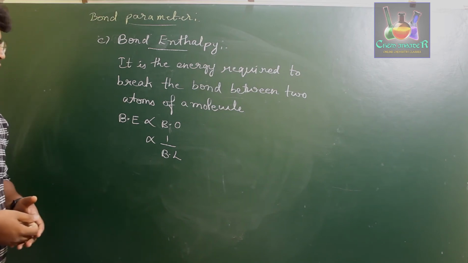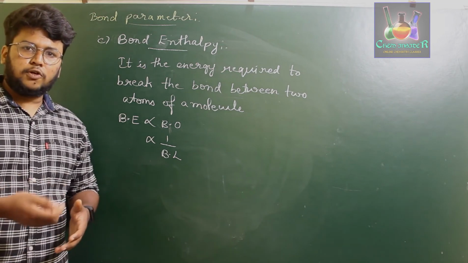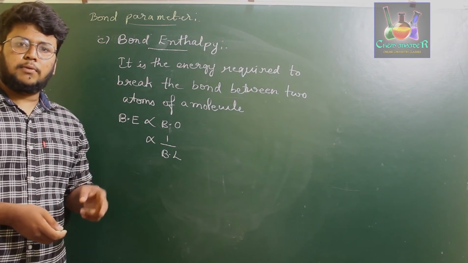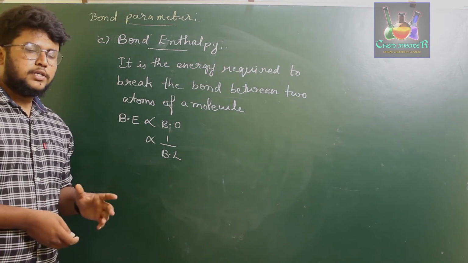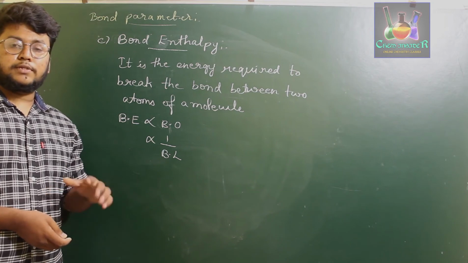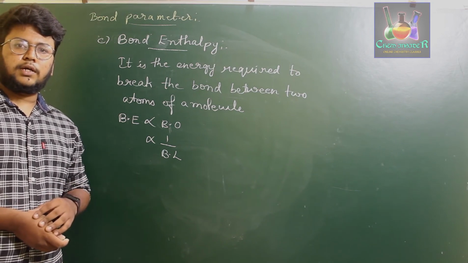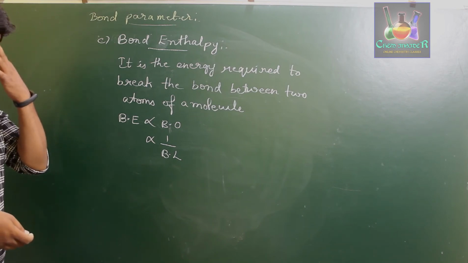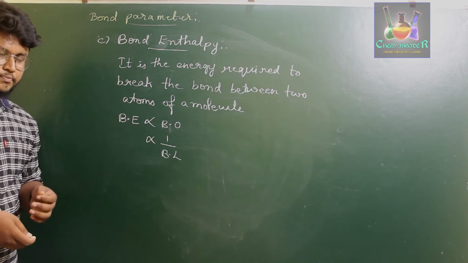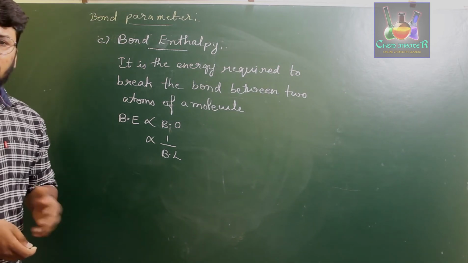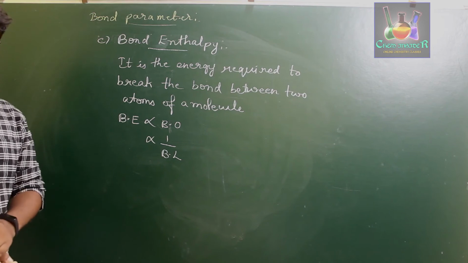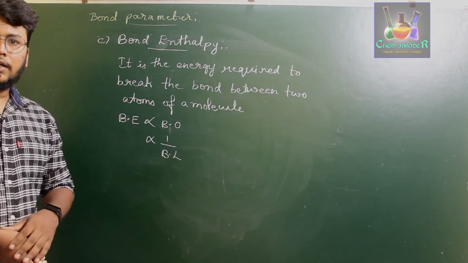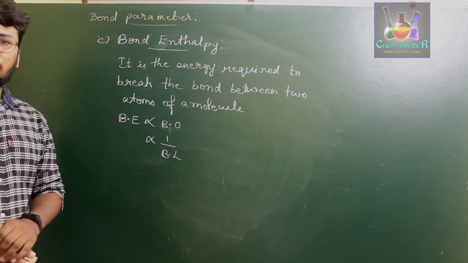Okay, and further, if the atoms have more bonds between them, for example oxygen and nitrogen, which respectively have a double bond and a triple bond, the energy required to break the double bond and triple bond is more when compared to the energy required to break the single bond of HCl. So whenever you consider bond enthalpy, atoms depend on their bond order. Bond enthalpy increases with increase in bond order and decreases with increase in bond length.